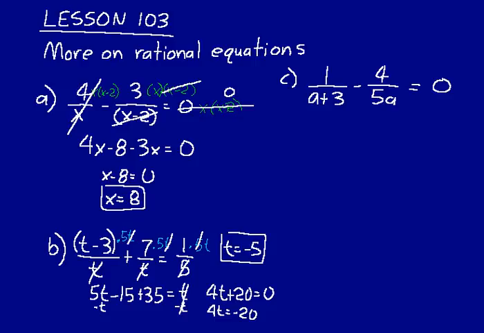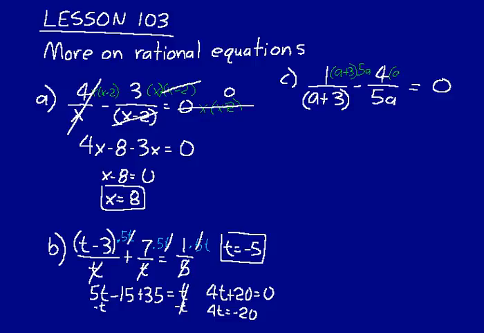Let's go ahead and do one more problem. 1 over a plus 3 minus 4 over 5a equals 0. So we see we have fractions there. We want to get rid of those by multiplying every term by the least common multiple of the denominators. So we put a plus 3 in parentheses to think of that as one quantity, and then we see that our common denominator would be a plus 3 times 5a. We multiply every term by that. A plus 3 times 5a.